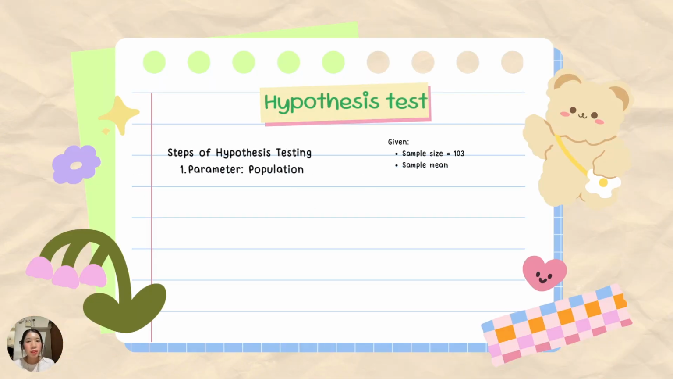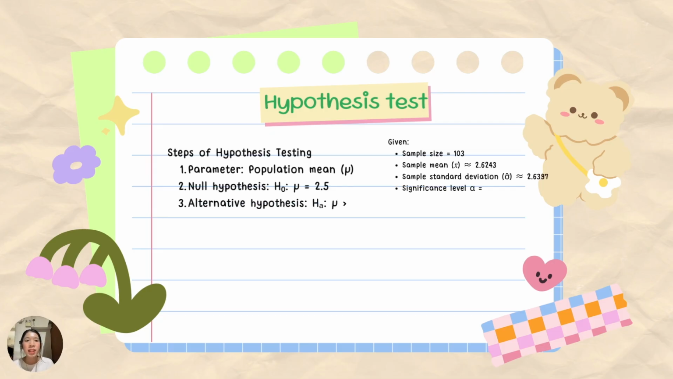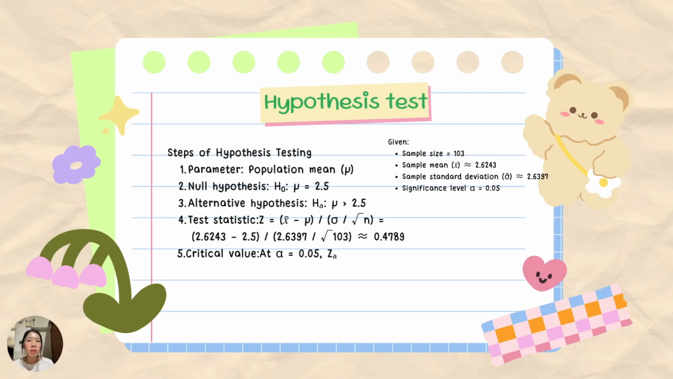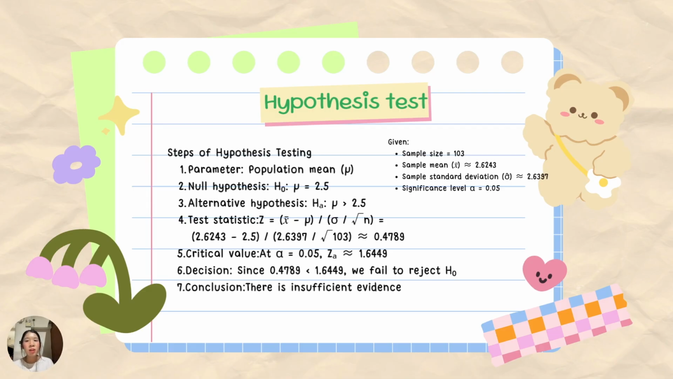Here, we perform a hypothesis test to check if the average music listening time during non-exam periods is greater than 2.5 hours, with the statistic calculated as 0.4789 and a significance value of 0.05. We compare it with the critical value of 1.6449. Since the test statistic is less than the critical value, we fail to reject the null hypothesis. This suggests there isn't enough evidence to claim that the average listening time is greater than 2.5 hours, so we conclude that the average music listening time is likely 2.5 hours or less.